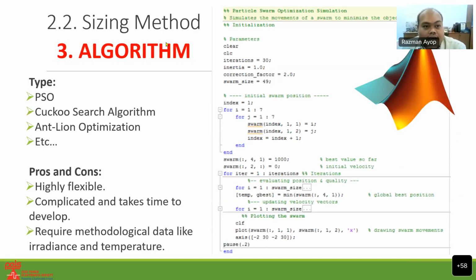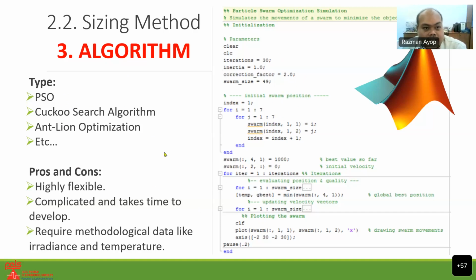This is how you size the system using an algorithm. Examples of algorithms you can use are PSO, which is particle swarm optimization, and the newer ones, Cuckoo search algorithm and Lion optimization. So basically, you write code in a programming language like C, MATLAB or Mathematica. You have to model the PV, model the diesel generator or something. Then you have to have the energy information: the irradiance, the temperature, the load. And you have to do some coding.